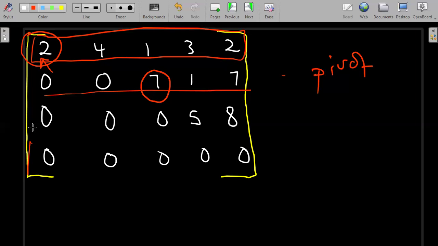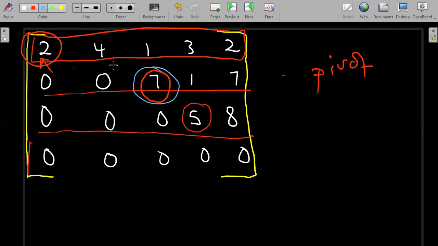And then in this third row, the first non-zero digit is this 5, and then this one has just zeros. The rule says that the leading entry in a row should be to the right of the leading entry in the previous row, the row above it. This one you can see is 2. The next leading entry is 7. So this 7 is to the right of this 2. When we go to the right here, we find the leading entry of the other row.